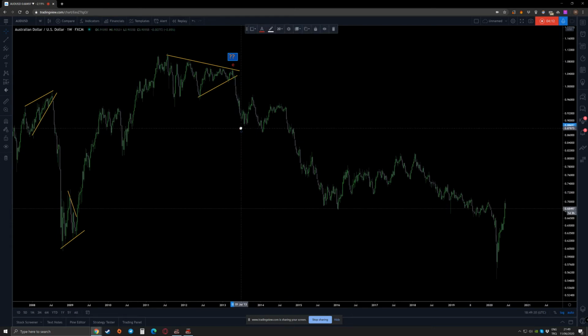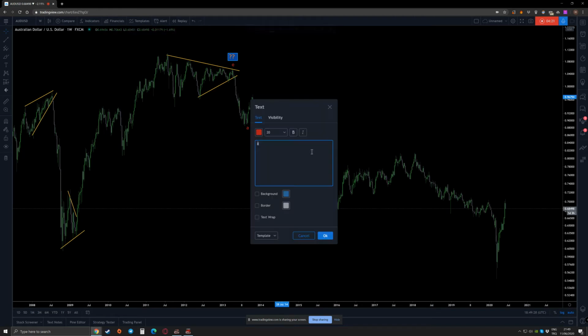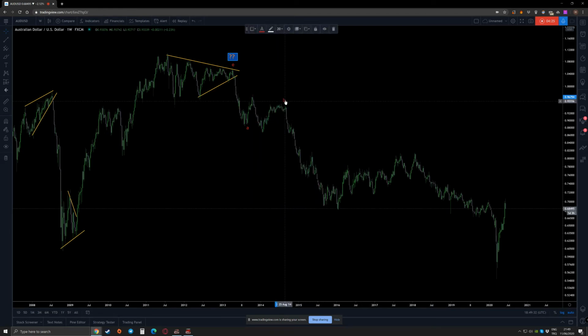Now we have a wave A. If we have a wave A here, something like this, it's more likely to be like this. If we have a B wave here, then what do we need? A C wave. Now let's see where we can put our C wave. My question, what I'm trying to understand at the moment, is whether I can put wave A here or here.